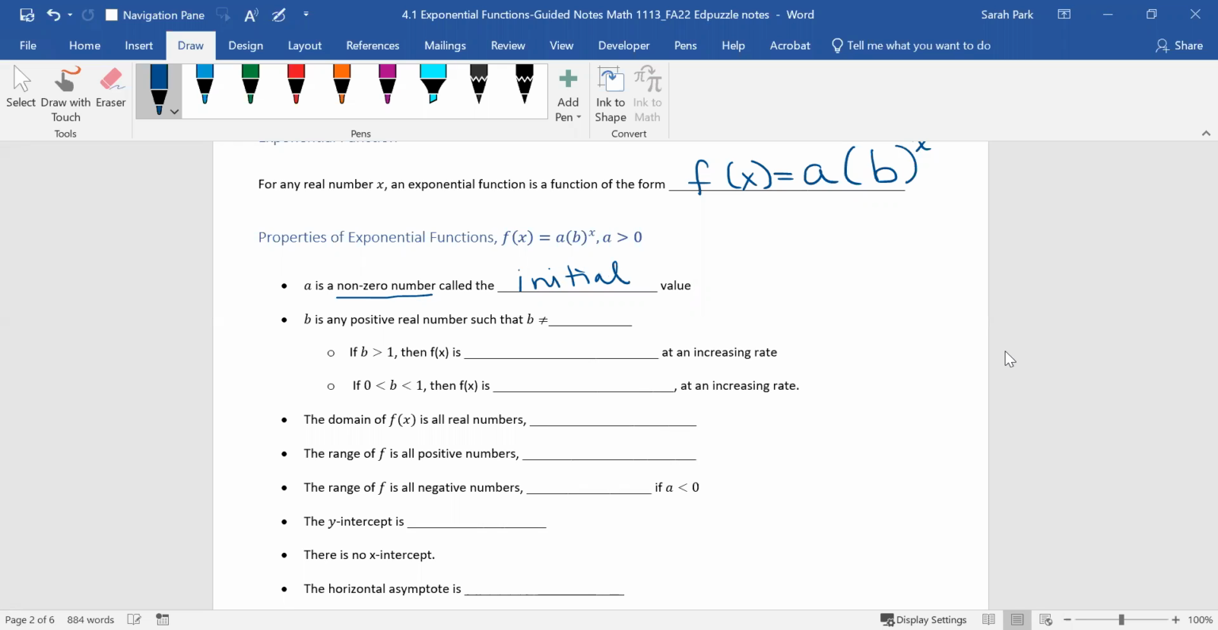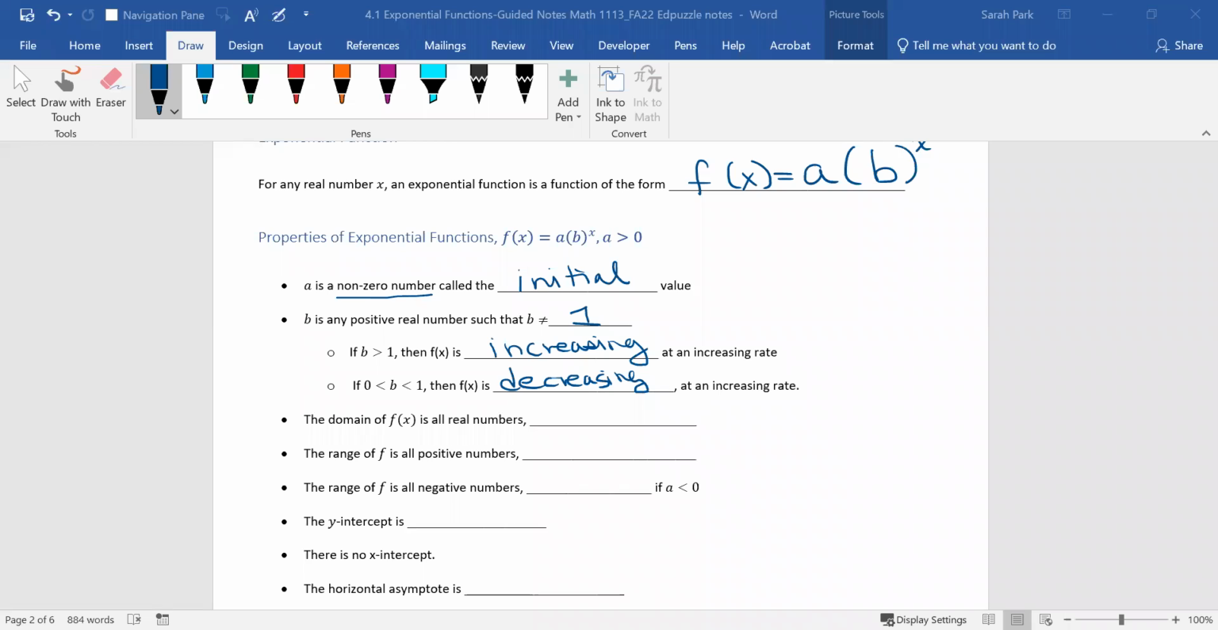b, your base, is any positive real number, and it can't equal 1, because otherwise it wouldn't be an exponential function. If b is greater than 1, then we say f of x is increasing, right? It's going up from left to right at an increasing rate. If your b value is greater than 0 and less than 1, so say a fraction between 0 and 1, like 1/2, then f of x is decreasing at a decreasing rate. So it gets smaller, and it gets smaller at a slower rate each time.